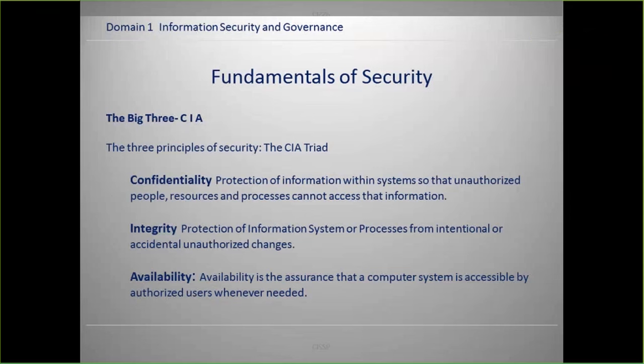Confidentiality means that only an authorized person should be able to see the data. It is the protection of information within a system so that unauthorized people, resources, and processes cannot access that information. No unauthorized person, resource, or process should be able to read data for which it is not intended. There are many ways by which you can ensure confidentiality. Confidentiality can be ensured by encrypting your data. And do you know what encryption is?